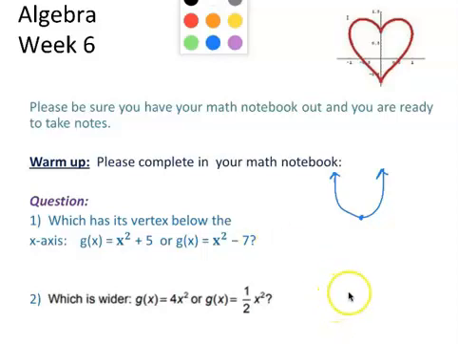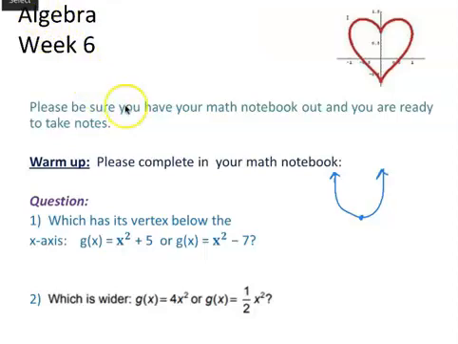And then the second question is about the width of a parabola, whether it gets wider or narrower. And you need to tell me which function is wider. Is it g of x equals 4x squared or g of x equals 1/2 x squared? So go ahead and try these two problems in your math notebook. And when you're ready to check your work with mine, go ahead and click play.